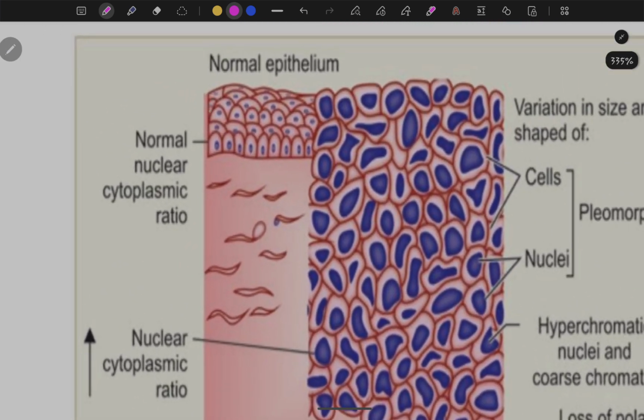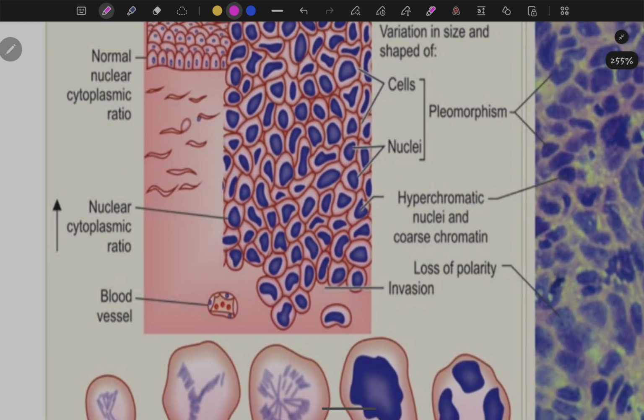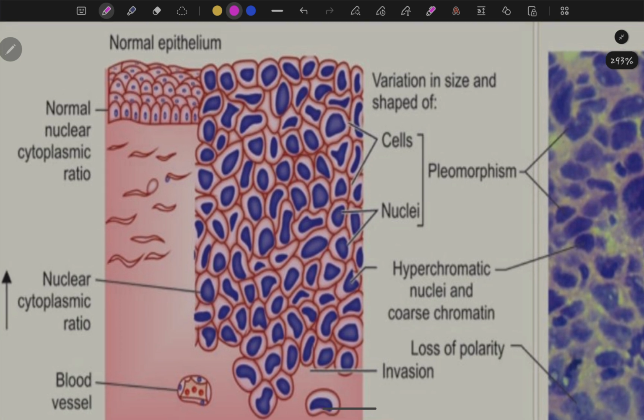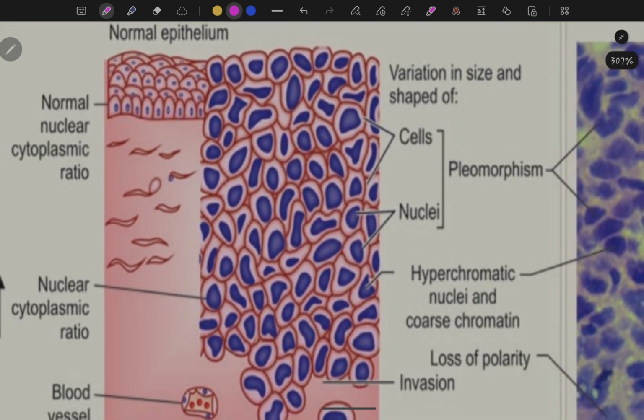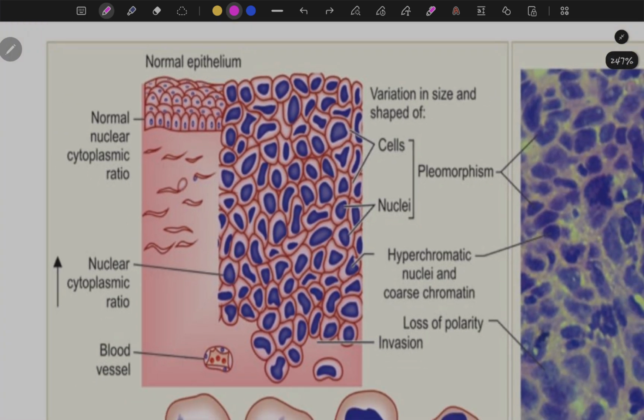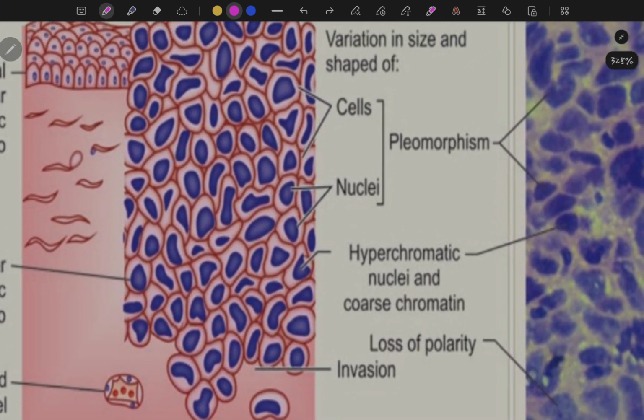So this is a normal epithelium, and this is a malignant neoplasm, and you can see the basement membrane is invaded, so there is local invasion. This is a feature of malignant neoplasm, and you can see the size and shape of the cells and nuclei differ, which means cellular and nuclear pleomorphism can be seen.